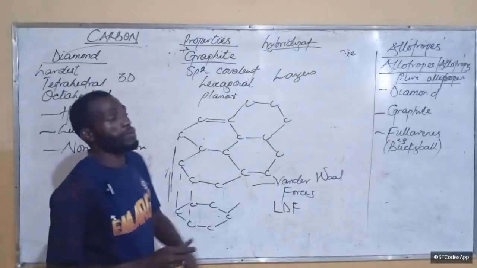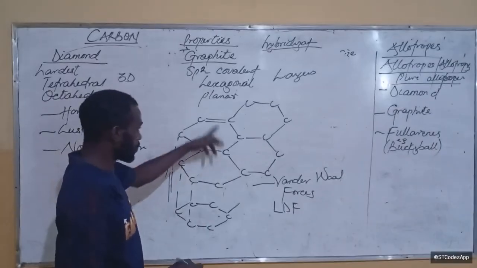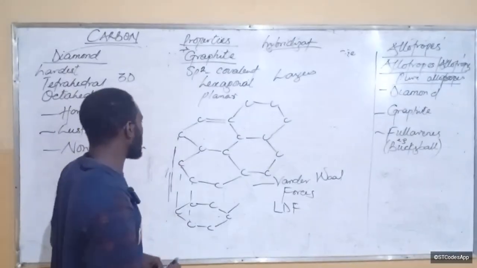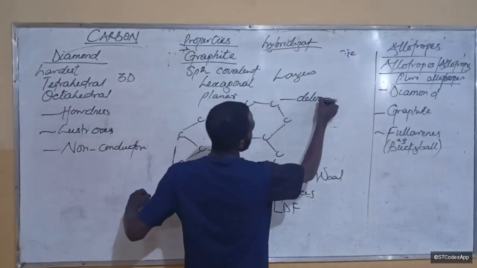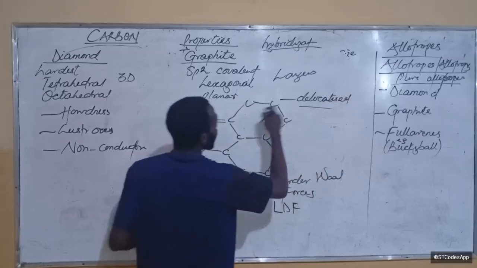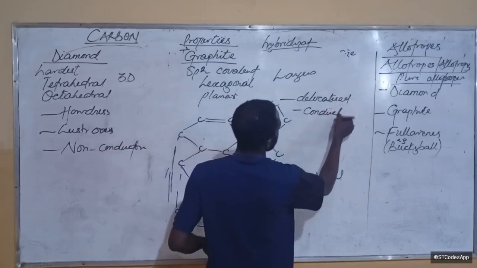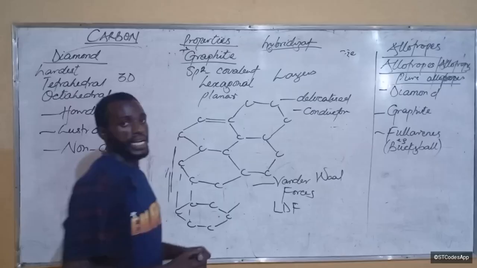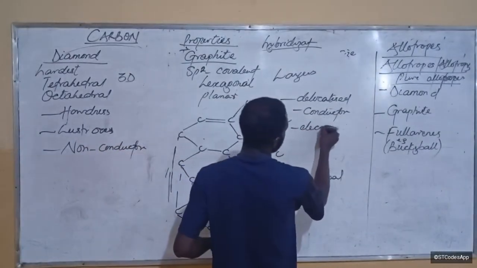And the presence of double bonds shows that there will be delocalized electrons. So there's presence of what? Delocalized electrons, for which reason this guy can conduct electricity. So this guy is a conductor. It can conduct electricity. And that's why we use it as an electrode in the electrolytic process.